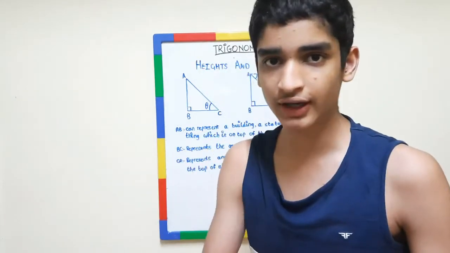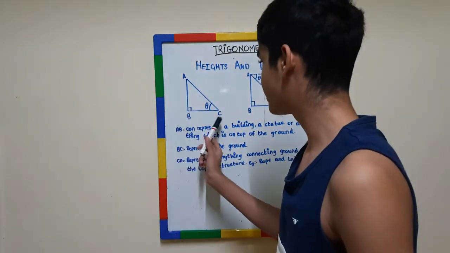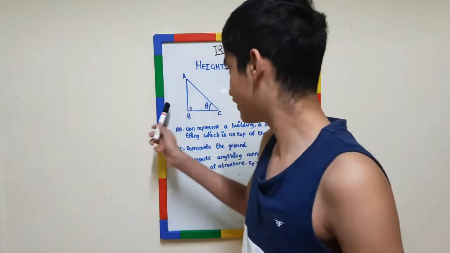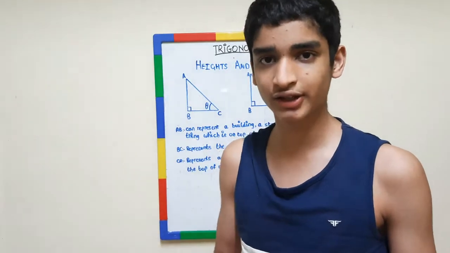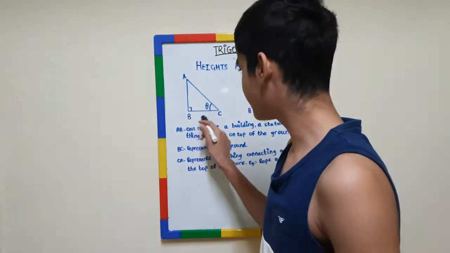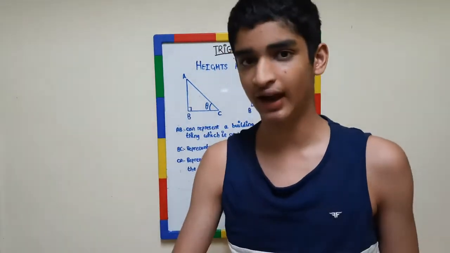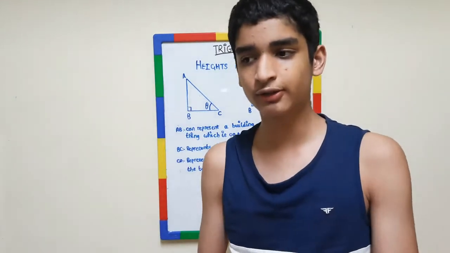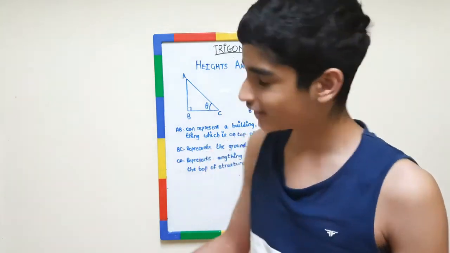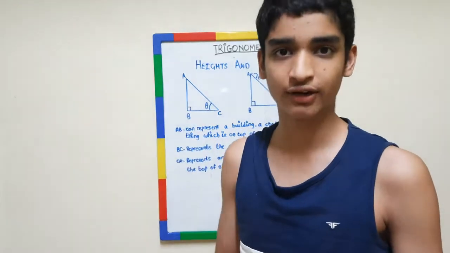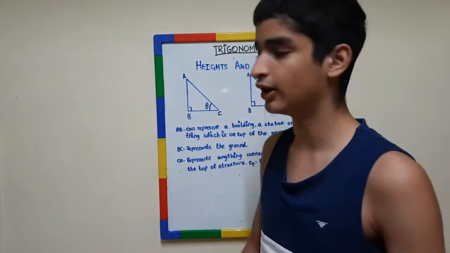So now let's see how this applies. Let's take this triangle ABC. Here AB can be a building since obviously it's perpendicular to the ground, and BC can be the ground since it's flat and below. Like you won't see any buildings floating in the air, would you? No, right? So they are always attached to the ground. So therefore BC is the ground.